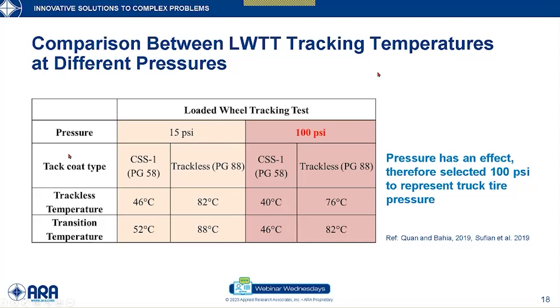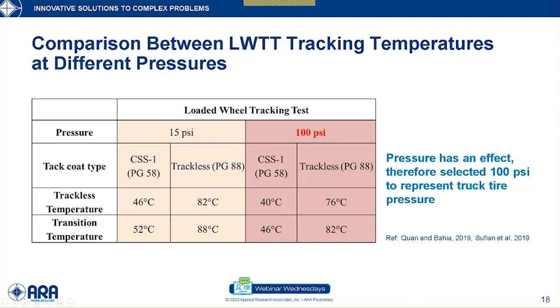If you can follow this table, you can see I did this set at two pressures. One was 15 psi and another one was 100 psi, with varying lead weight. As you can see, for the PG58 the trackless temperature was 46 degrees Celsius, and for the stiff residue emulsion, the trackless temperature is 82 degrees Celsius. For the greater pressure, 100 psi, which represents the truck tire pressure in the field, it gave a different trackless temperature. So the main takeaway of this slide is that pressure has an effect. Therefore, we selected 100 psi so we can represent that. So this test can represent truck tire pressure in the field.